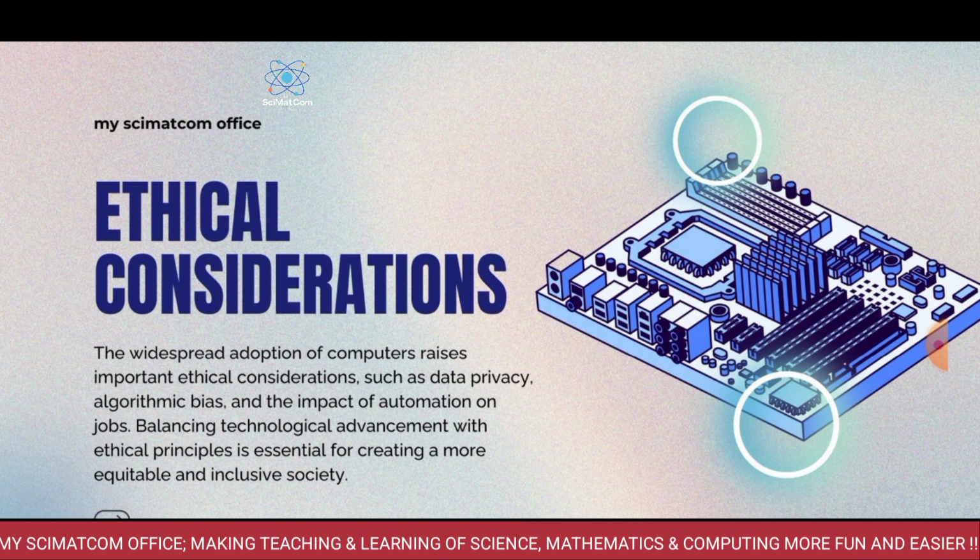The widespread adoption of computers raises important ethical considerations such as data privacy, algorithmic bias, and the impact of automation on jobs. Now it has become automatic. Being automatic, you need to also learn the manual aspect of it. Balancing technological advancement with ethical principles is essential for creating a more equitable and inclusive society. As we bring in computers, we are also to consider the privacy of people around, and everything will be fine as we use the computers.